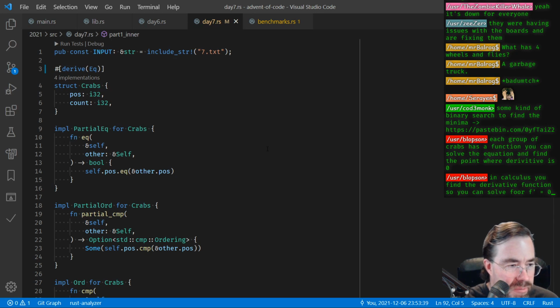You can solve the equation, find the point where the derivative is 0. So that would be the calculus level way of doing it that I wouldn't be able to do right now.